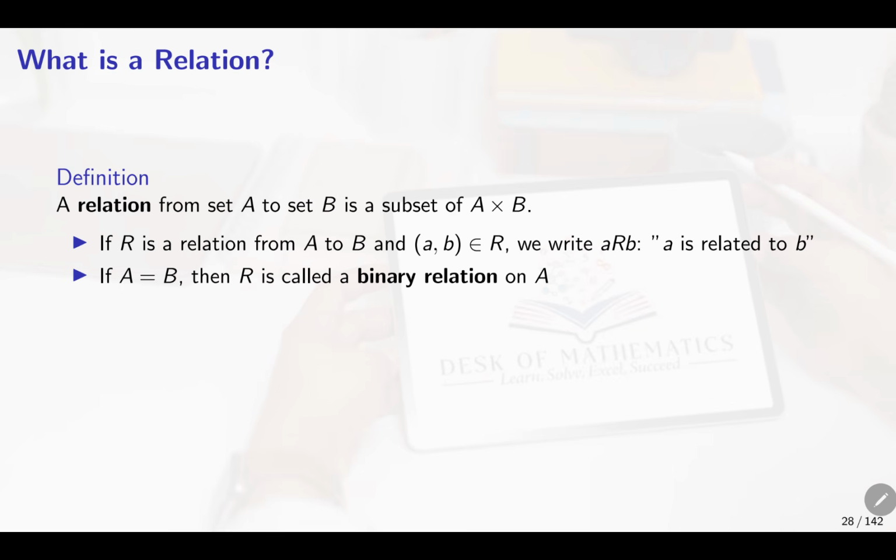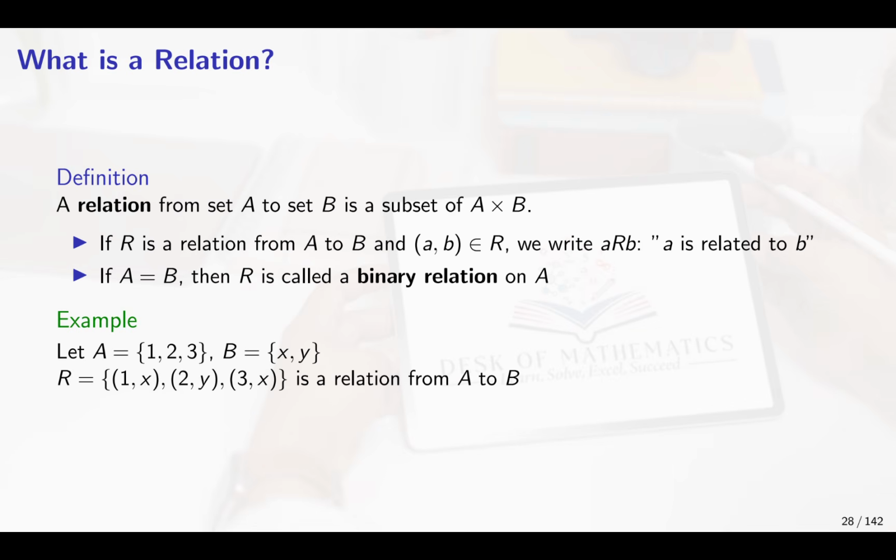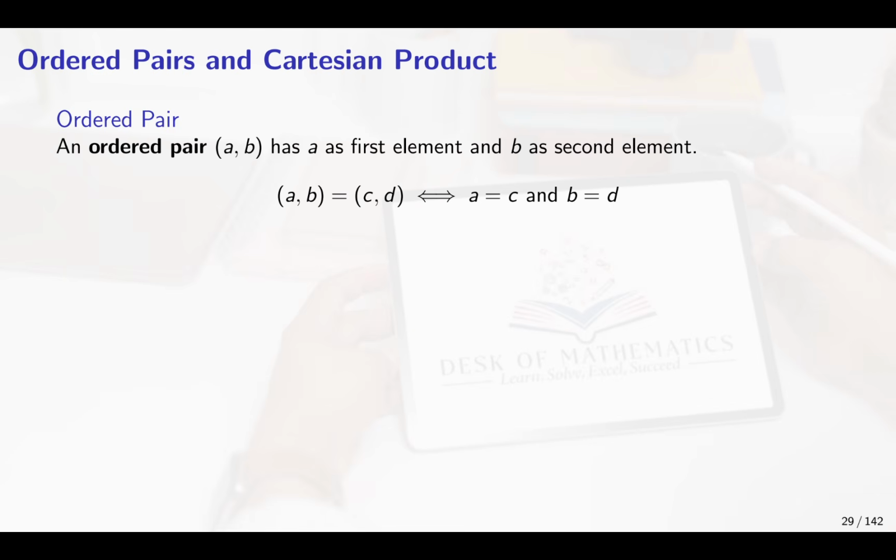If A is equal to B, then R is called a binary relation on A. That means a subset of A cross A is called a binary relation on A. Okay, if A is equal to {1, 2, 3} and B is equal to {x, y}, then the relation {(1, x), (2, y), (3, x)} is a relation from A to B. Now, what is an ordered pair? An ordered pair has a first element a and a second element b, where a comes from one set and b comes from another set. So this is called the ordered pair.